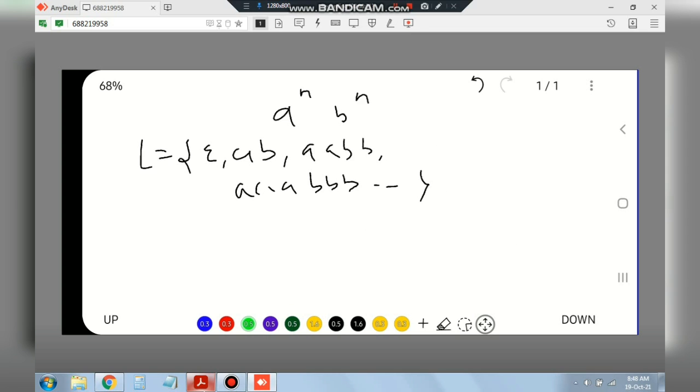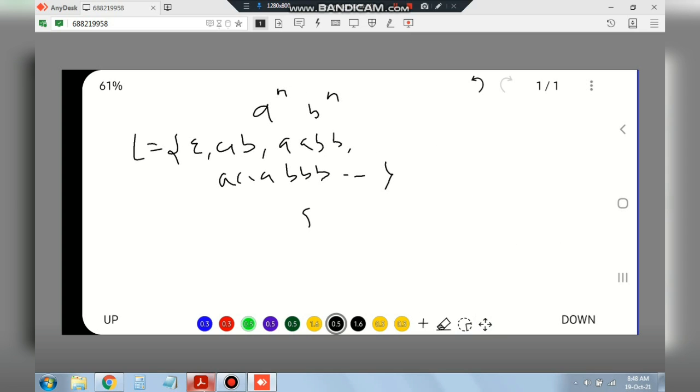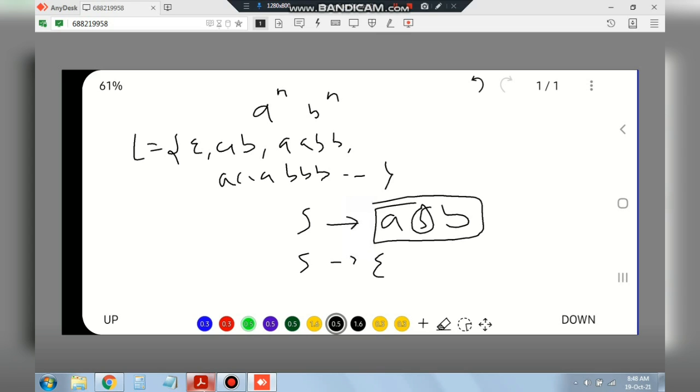So what will be my language? My language will be S is equal to A S B. Try to replace S with A S B. And S goes to epsilon also. If I have to generate epsilon, I'll go with this string. If I have to generate AB, what I will do is I'll write S is equal to A S B, and instead of S I'll replace with epsilon. So I'll get AB, right?